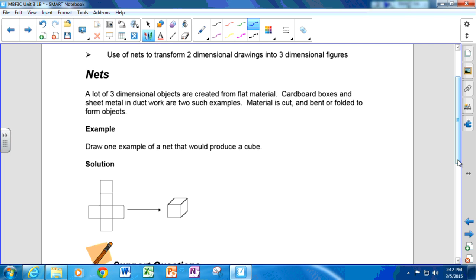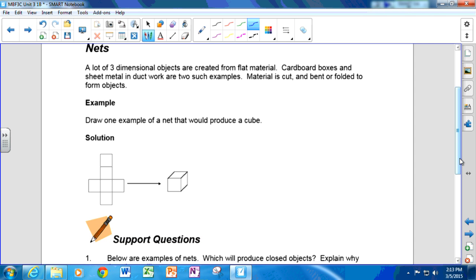Now, squares are fine. You can make pyramids, different types of pyramids. But you can make some pretty interesting shapes out of nets. You can make dodecahedrons, right? So 12-sided shapes. You can make octagons, 8-sided shapes. I've even seen some nets for 20-sided shapes, right?